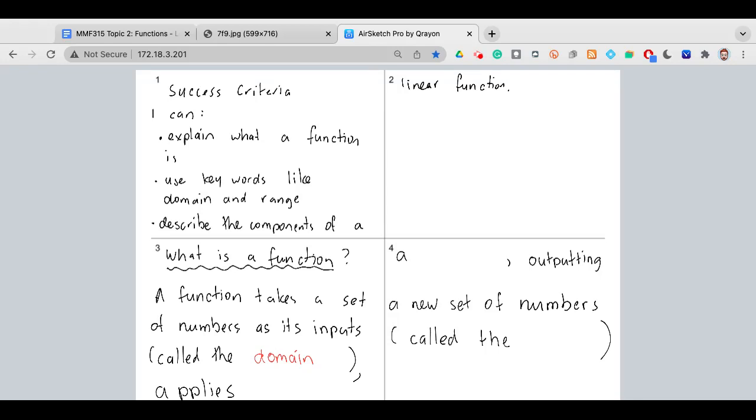So a function takes a set of numbers as its input, called the domain, applies a what? No, it's not range. It doesn't apply a range. It does start with R though, and it's a word that you've heard before. Starts with R, rhymes with fool. Hey, you're not silly, are you? So we apply a rule to that set of numbers, and it outputs a new set of numbers called the range.